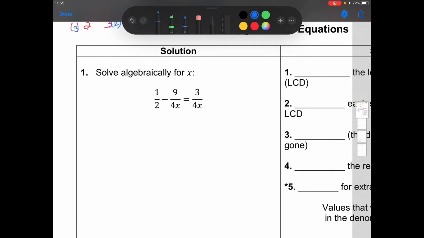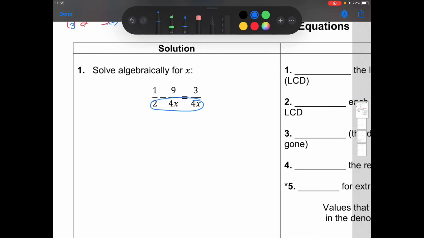There are fractions I see. So the first thing I'm going to do is get rid of my denominator. How do I do that? I get rid of it by finding the LCM. So what's the LCM of 2, 4x, and 4? I'm going to do the numbers. What's the LCM of 2, 4, and 4? I'm going to write it on the side. 4, right? Between x's, it's just going to be x. So 4x is your LCM.